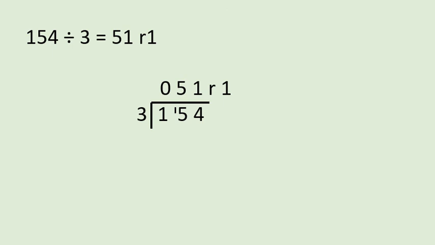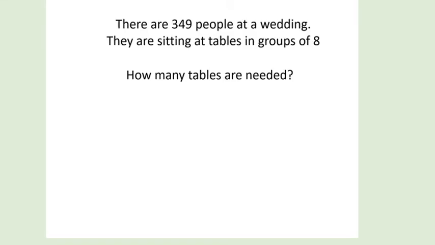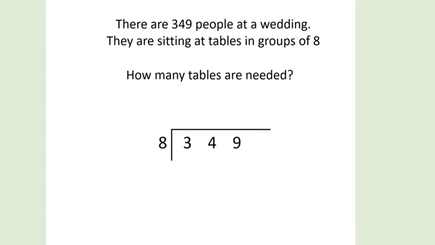So you've done amazingly at that. Let's try a challenge question. There are 349 people at a wedding. They are sitting at tables in groups of 8. How many tables are there? What do we think we need to do? Yes, well done. We need to do 349 divided by 8, which we can write like this.